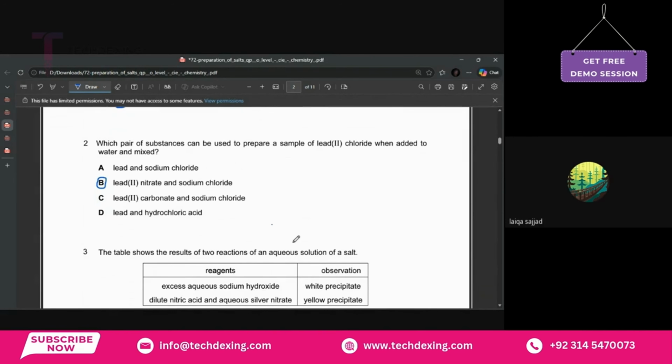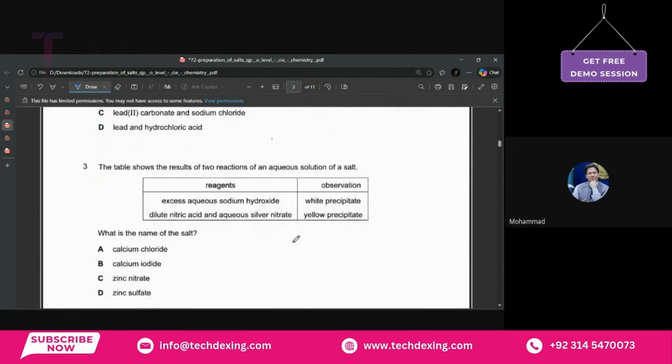I am saying that lead nitrate and sodium chloride are both soluble salts. And when we mix them, we get lead chloride, right? So when we mix them, which type of reaction takes place that gives you lead chloride? The reaction is a displacement reaction. Very good. It's a double displacement reaction. Very good.